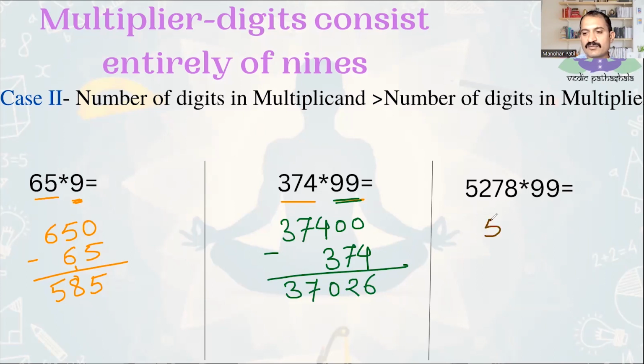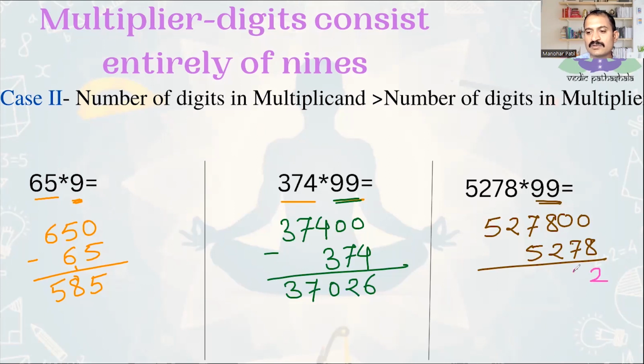So we'll see next. 5, 2, 7, 8. How many zeros will be there? 2 zeros, correct. Because there are 2 nines in the multiplier. And then subtract the original multiplicand, 5, 2, 7, 8. What will you get? 10 minus 8 is equal to 2. 10 minus 8 is equal to 2. 8 minus 3 is equal to 5. 7 minus 5 is equal to 2. And 52 as it is. So 5, 2, 2, 5, 2, 2 is the answer. You can cross check.